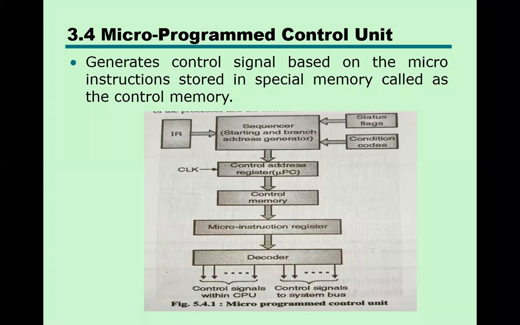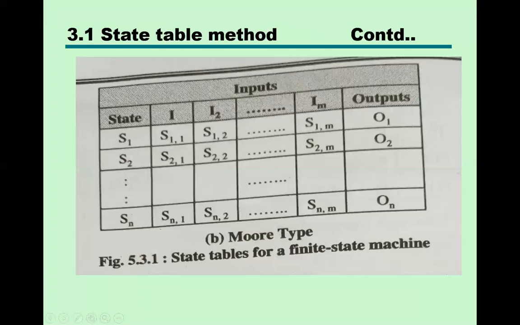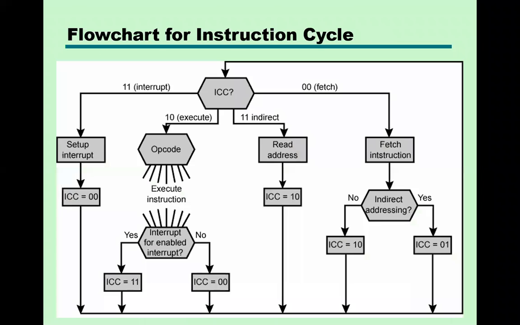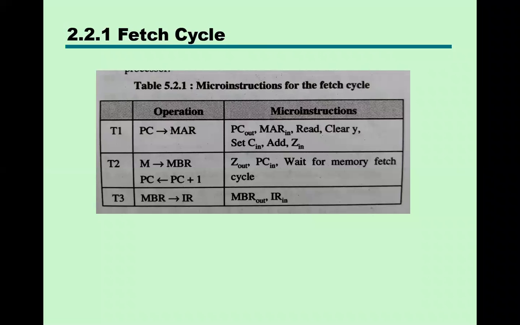As we discussed yesterday, if you see here, these are the micro instructions. So this is one instruction. To execute this one instruction, multiple micro instructions are required, right? These micro instructions will be executed by the control signal.